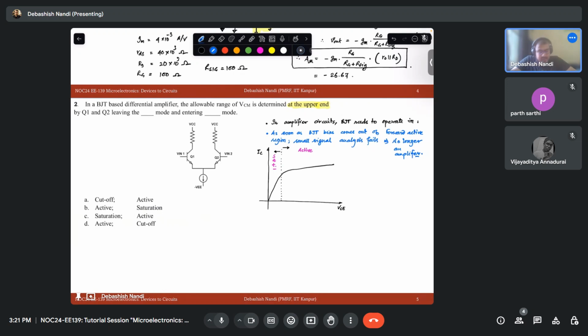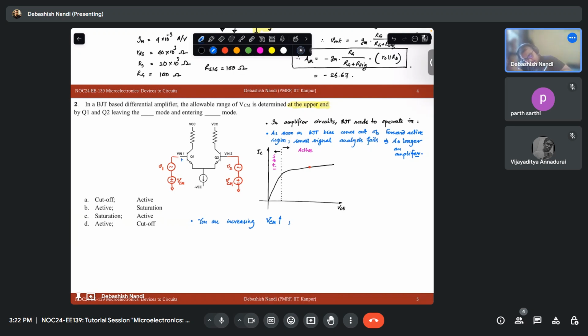Okay. So now think in this way that let's say you are biasing it like this. There is a small signal. Let's say this is your V1 and this is your V2 and this is the common mode bias. Okay. Which determines that your device is in this region. Fine. Now you are asked to find out that what is the upper limit of VCM. Okay. So that means what? You are increasing your VCM.